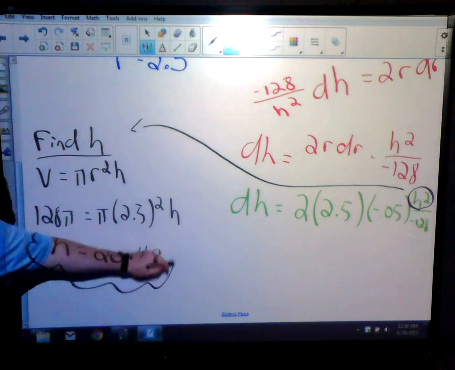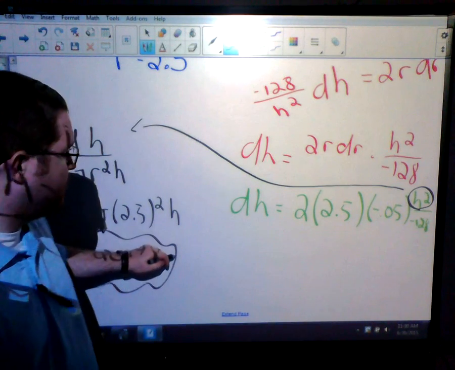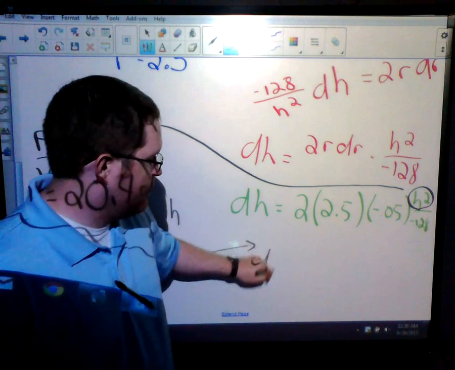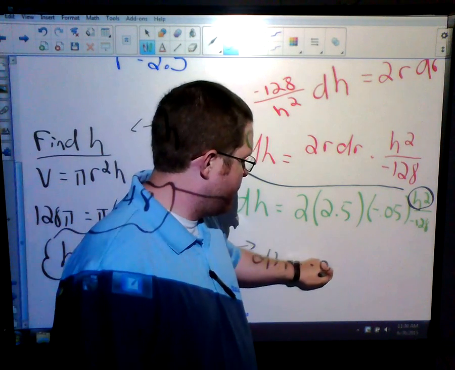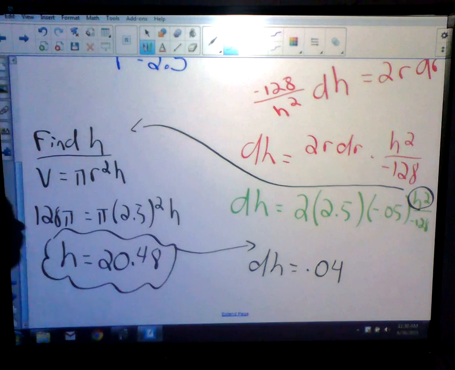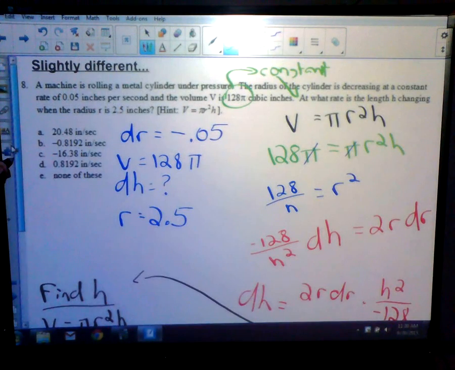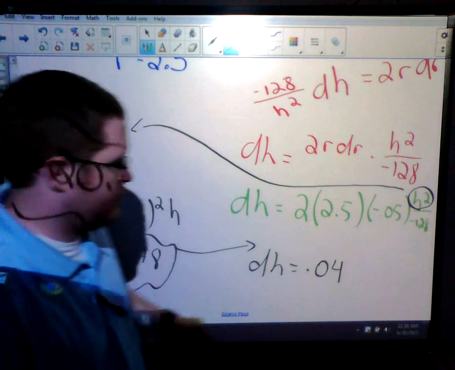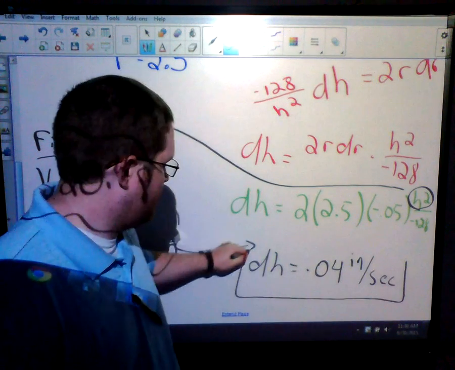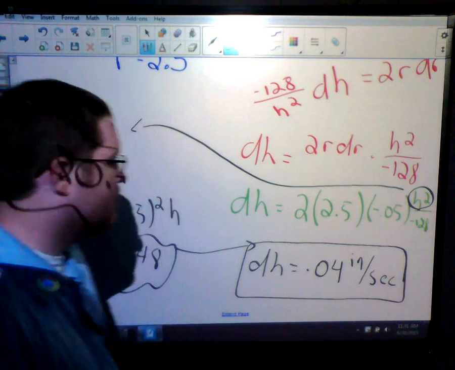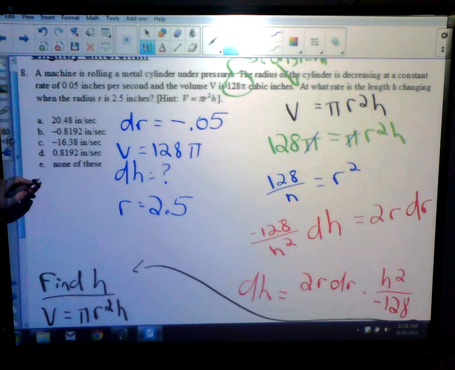Once I know that h equals 20.48, I can plug it back in. So dh equals, if I plug it back in, I get 0.04. What are my units? My units are inches per second. So since this is a multiple choice answer, it's none of these.